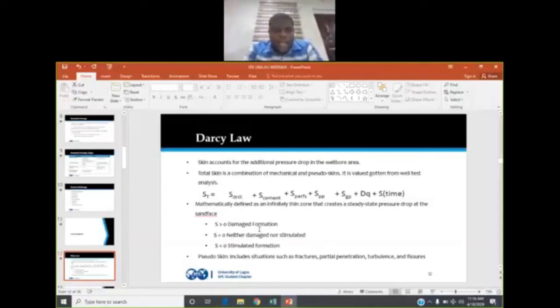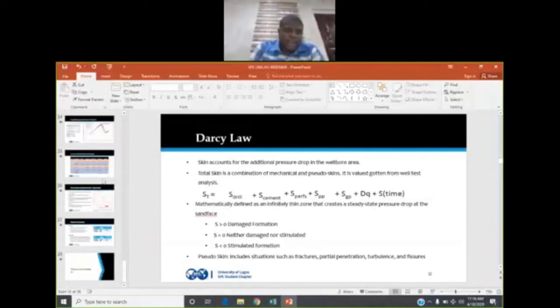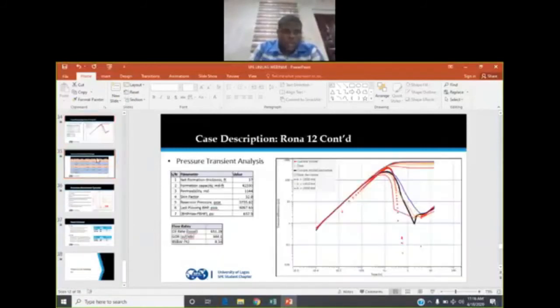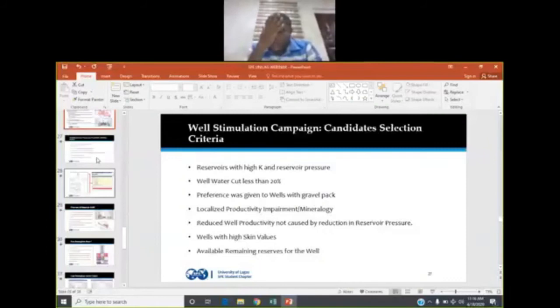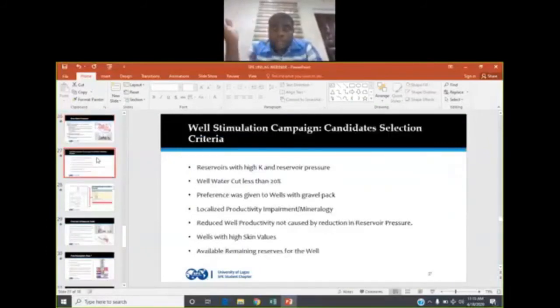But besides that, when I was telling you about the various criteria we looked at, I gave you all that criteria that you can also look at. You look at is the productivity impairment localized? You look at is the well productivity reduction caused by reduction in reservoir pressure? So those are other criteria you can also look at to be able to identify whether the reduction in production from that well is as a result of formation damage. So I hope I've been able to answer your question, Peter.